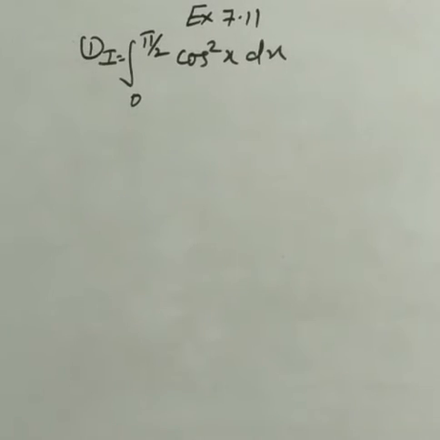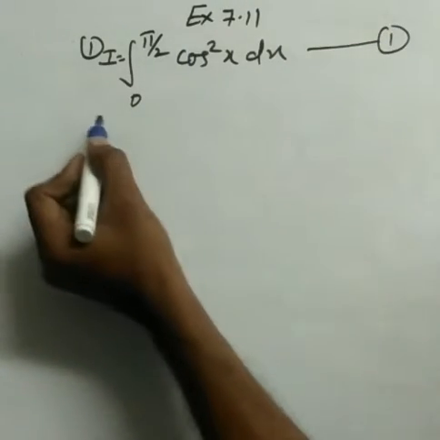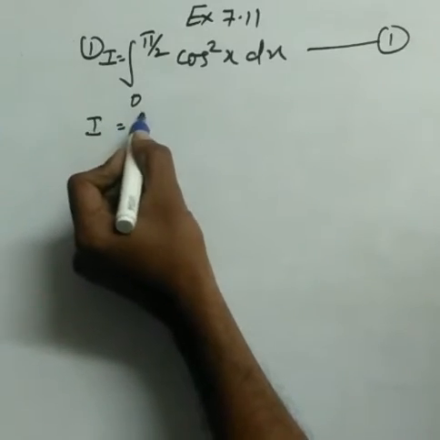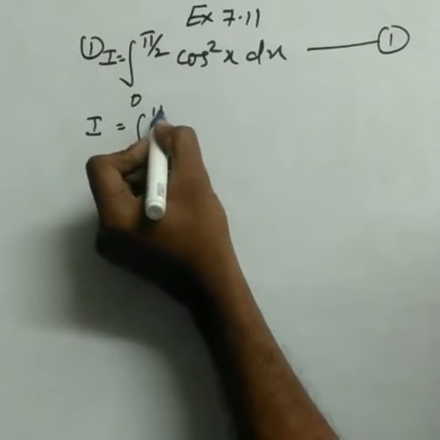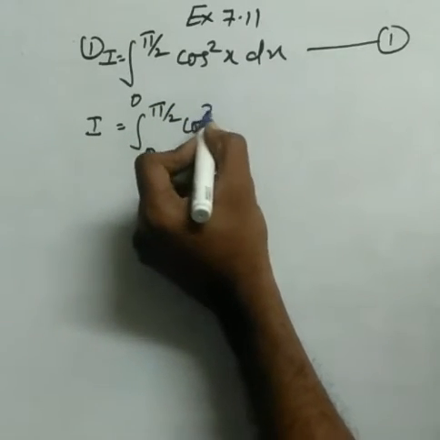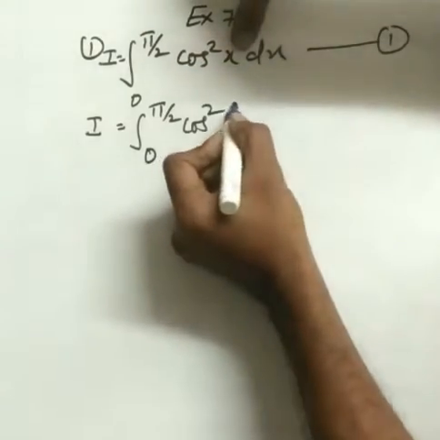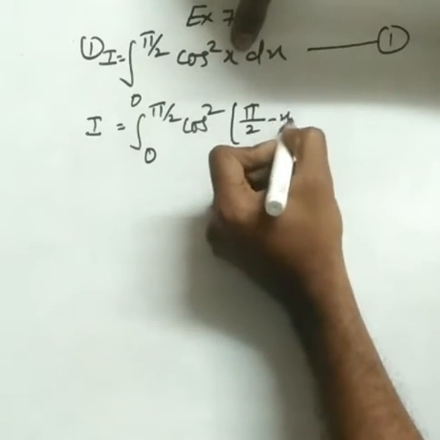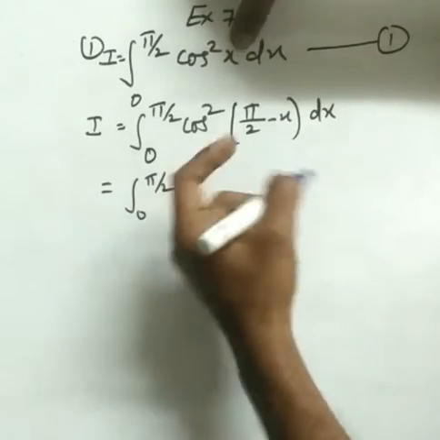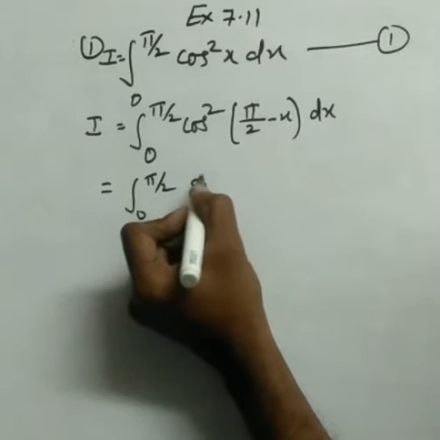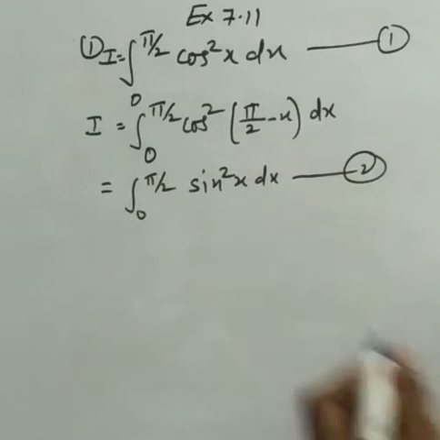Here we have to solve this by using the properties of the definite integration. Let this be the first equation. Now apply the property of 0 to a f(x) dx. 0 to pi by 2 cos square of (a minus x). A minus x means pi by 2 minus x, and dx. This is 0 to pi by 2. Cos of (90 minus theta) is sine theta. So sine square of x dx. This is equation number 2.